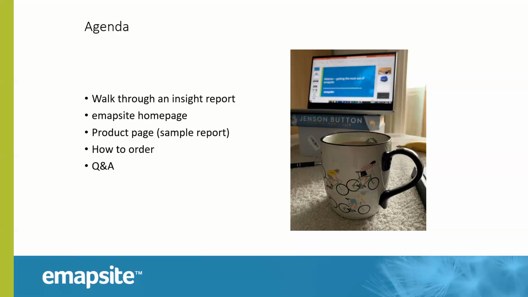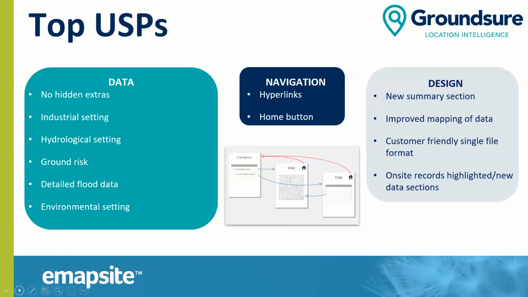So to start off with, we have our top 10 USPs, and what we're going to talk about is a little bit about data. We're going to talk about the brand new navigation and also changes to the design. Some people can argue that navigation is part of the design, but because in itself it's such a major feature of the report, we decided to give it its own spot and a talking point.